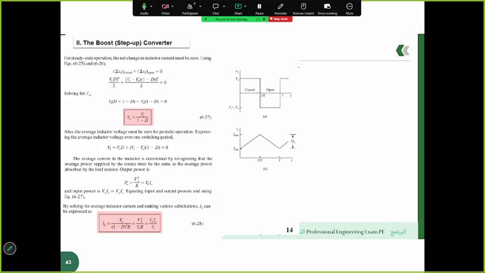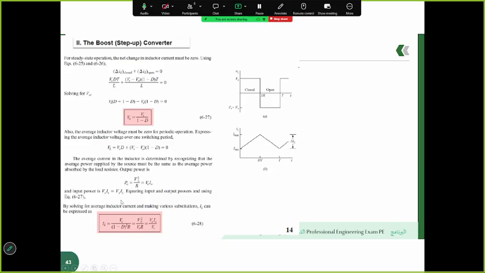Applying the volt-second balance, we will have these equations. So this result clearly shows that the output voltage is always higher than the input voltage, since D should be between 0 and 1. Using the voltage gain relationship and simplifying, the average inductor input current can be expressed in terms of Vs. So we can have these equations.